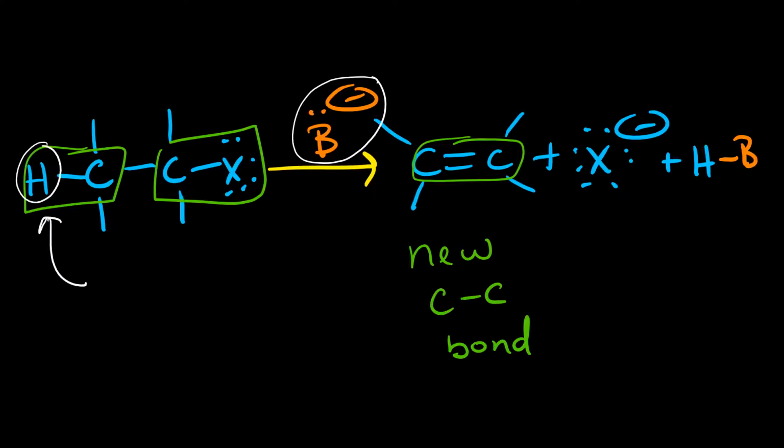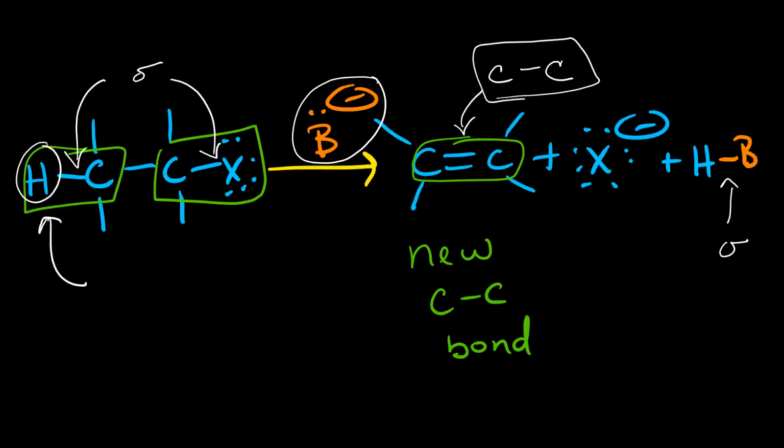One of the reasons for that is that the 2 sigma bonds that are going to be broken are going to be replaced with 1 carbon-carbon bond. Of course, you also have this new sigma bond over here, but this carbon-carbon bond is very stable, so this is going to be favorable in terms of the delta H of the reaction.